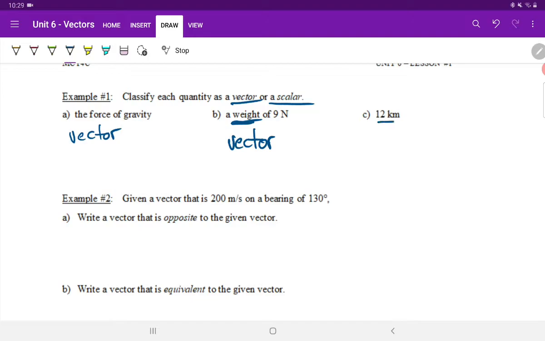And then here we just have 12 kilometers. So that is simply a distance with no mention of any sort of direction. So this is called a scalar, okay? If this were displacement, there would be a distance magnitude, but also a direction, right? That would be called displacement. But in this case, we just have a distance, so it is a scalar.